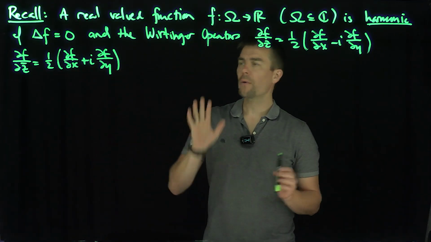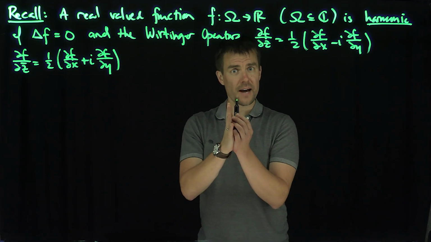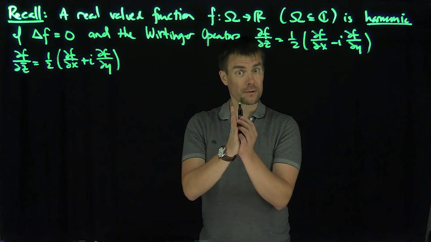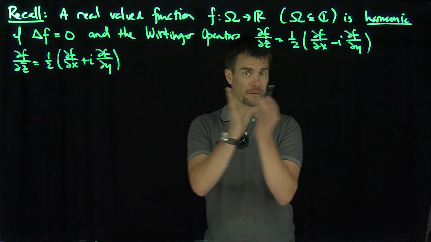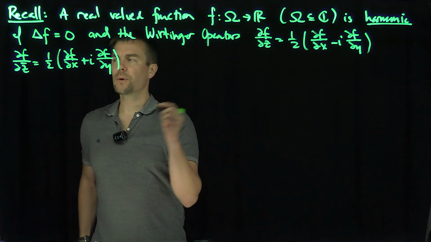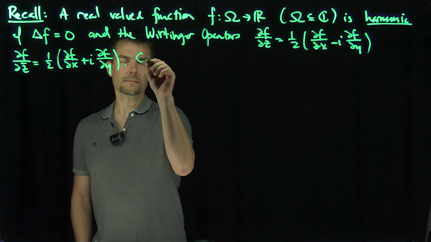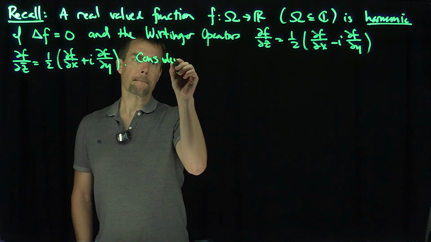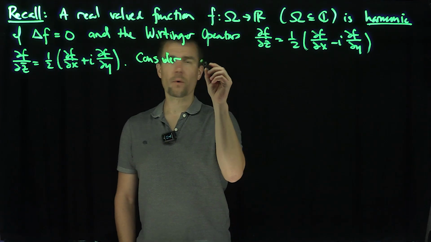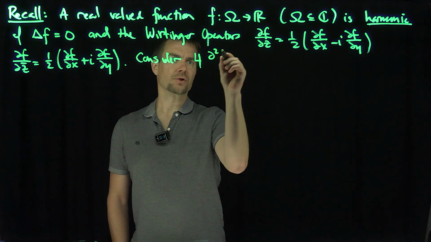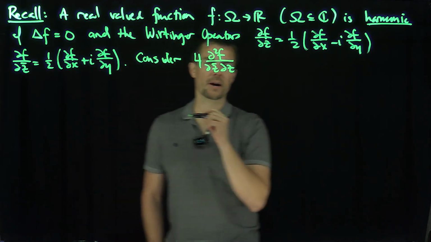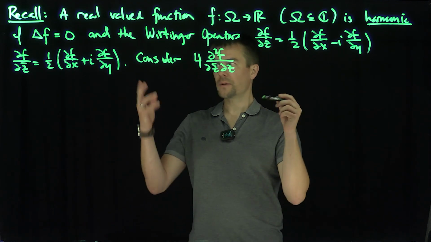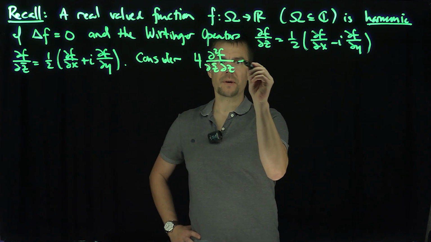Good. Now, the beautiful thing is I can tie these together and use these as a way to factor the Laplacian. We've seen this in our Calc 3 class, where we talked about how we can factor these operators. So let's do it. Let's consider 4 partial squared f partial z bar partial z. What's this going to be? Well, it's going to be the z bar derivative of this thing over here.